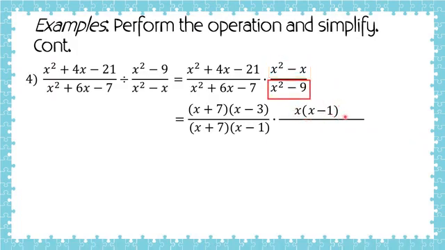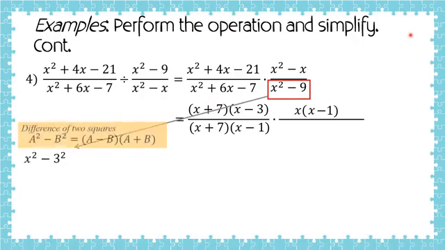Okay, so let's proceed with our next polynomial. You have x squared minus 9. Observe that our first term is a perfect square, our last term is a perfect square, and this is subtraction, or that is just the same as x squared minus 3 squared. So we can apply the difference of 2 squares.